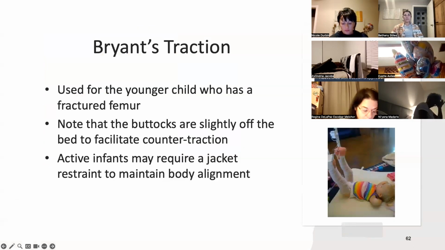So we will ask you the differences between the types of traction. So Bryant's traction is going to be our younger children, typically for a fractured femur. In Bryant's traction, their buttocks is going to be slightly off of the bed so that we're providing counter traction. For our really active kiddos, they might need a jacket restraint so that they're not twisting their upper body and messing up their alignment. So that's just going to help to keep them in the position that we want them in.